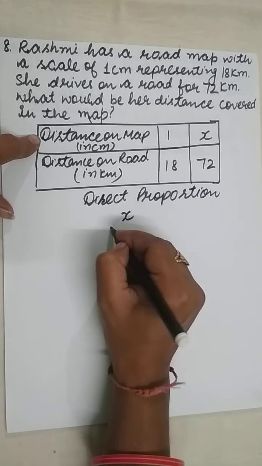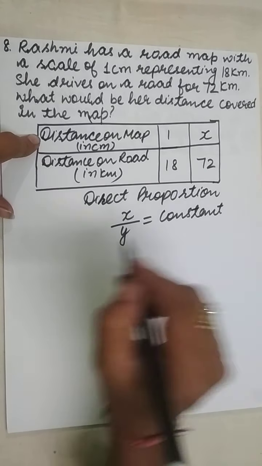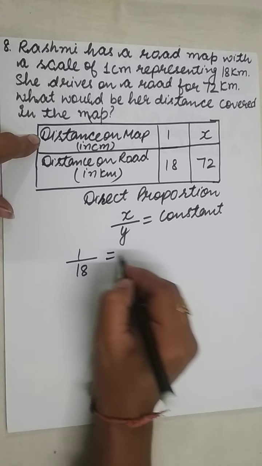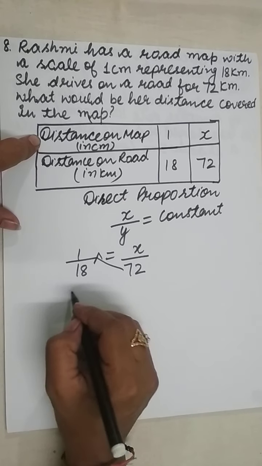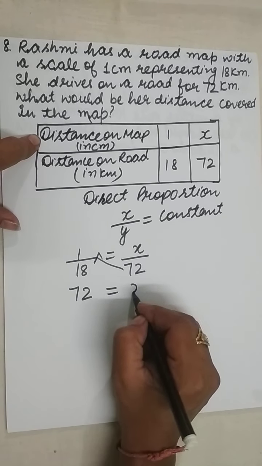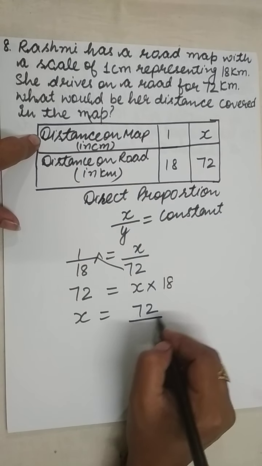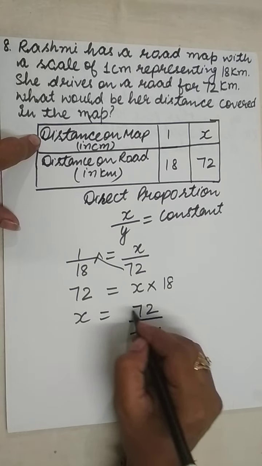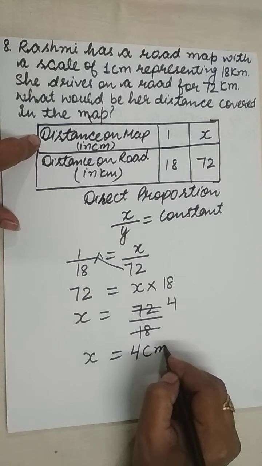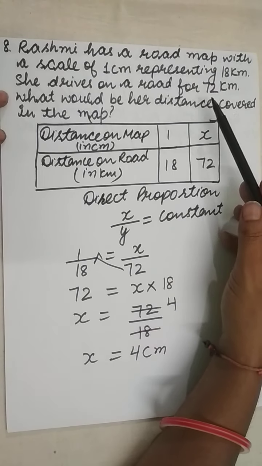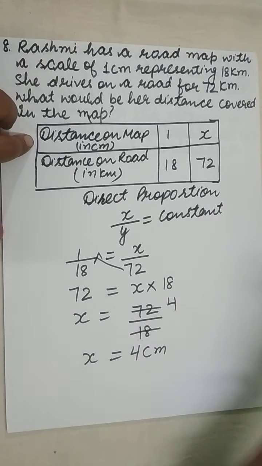That is x upon y is equal to constant, that is 1 by 18 is equal to x upon 72, that is 72 multiplied by 1 is 72, x multiplied by 18. So x is equal to 72 divided by 18. 18 fours are 72, so x is equal to 4 centimeters. So 72 kilometer distance on road can be represented by 4 centimeters on map.